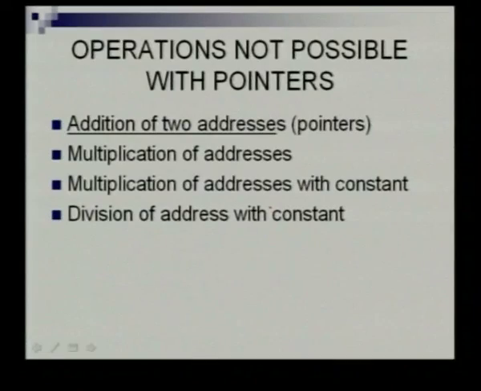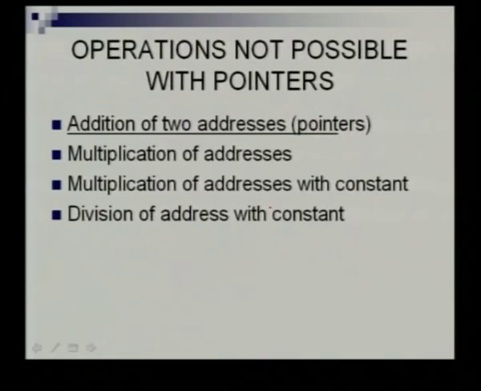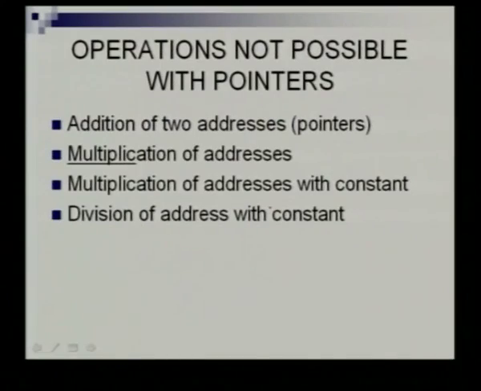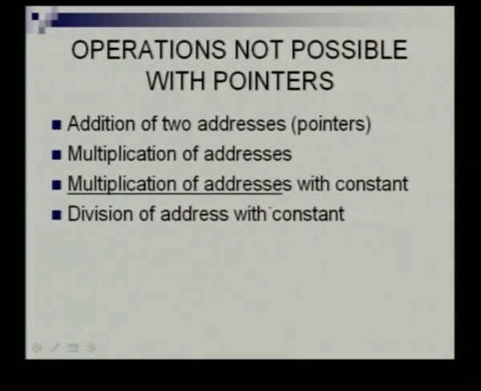So what are the operations that are not possible with pointers? First is addition of two addresses. We can only increment or decrement addresses with pointers, as we have seen. We have not performed binary operations like addition or subtraction with the addresses. That is not permitted in C. Multiplication of addresses is not permitted. Multiplication of addresses with any constant is not permitted. Division of address with a constant.